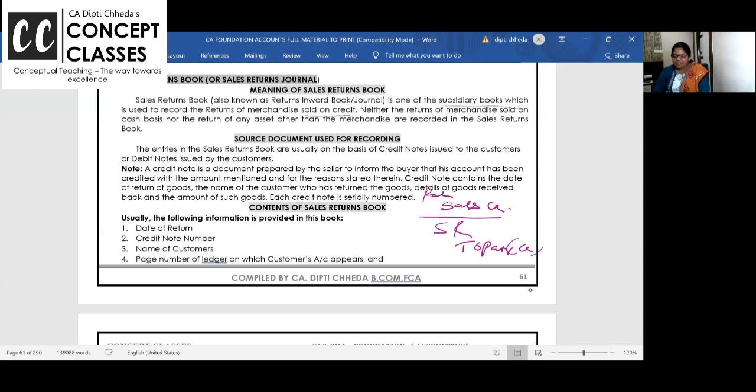Sales return is one of the subsidiary books which is used to record the transactions of goods which are sold on credit. Where will I record cash sales? In the cash book. But whether it is cash sales or credit sales, posting of both will be done in the ledger. Both the postings will go in the ledger. Okay, right. Entries in the sales return book. Credit note and debit note.